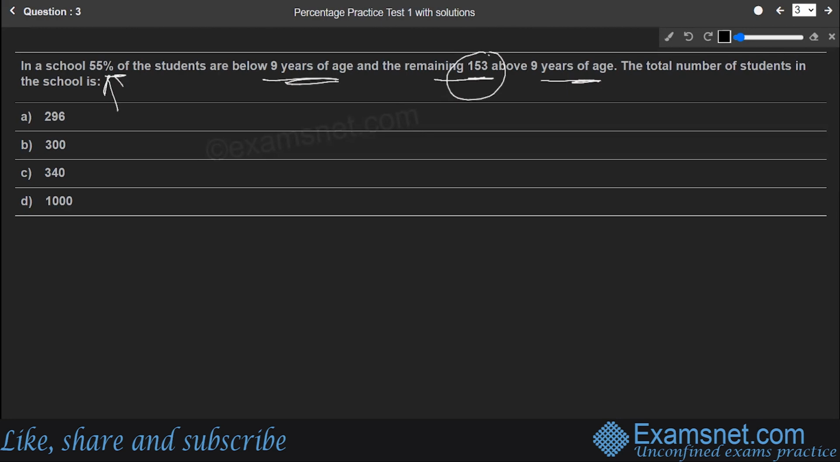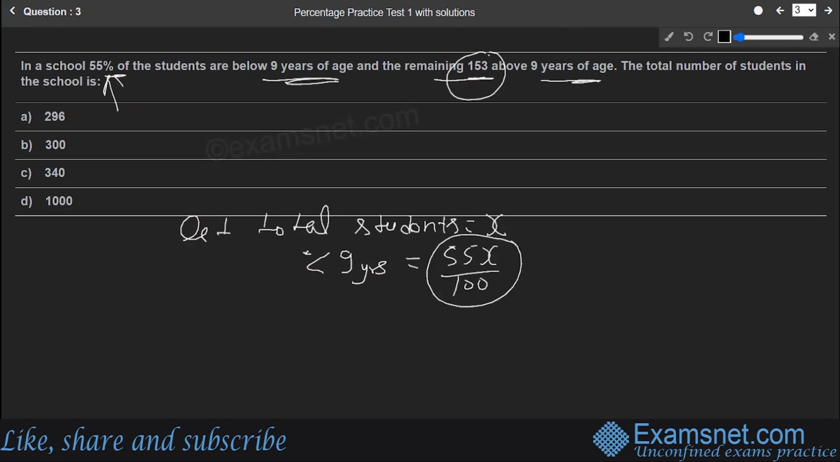Okay, so he's asking for the total number of students, so we can assume it like this. Let the total number of students be x. Then he says 55% of the students are below 9 years of age. So how many people are below 9 years of age, that we are supposed to calculate? Below 9 years of age, how many students are there? He says 55%. So 55x over 100. So these many students are below 9 years of age.